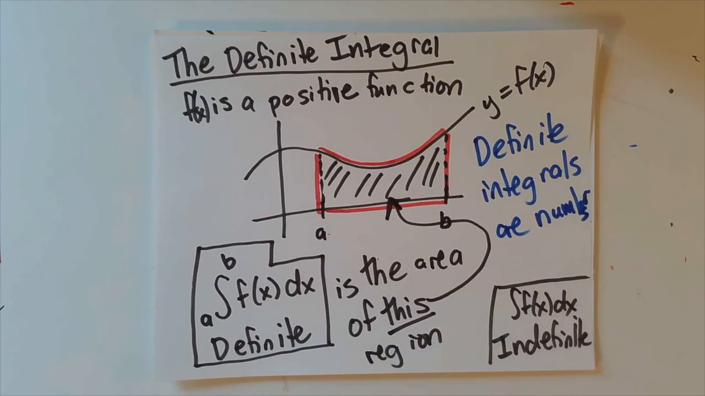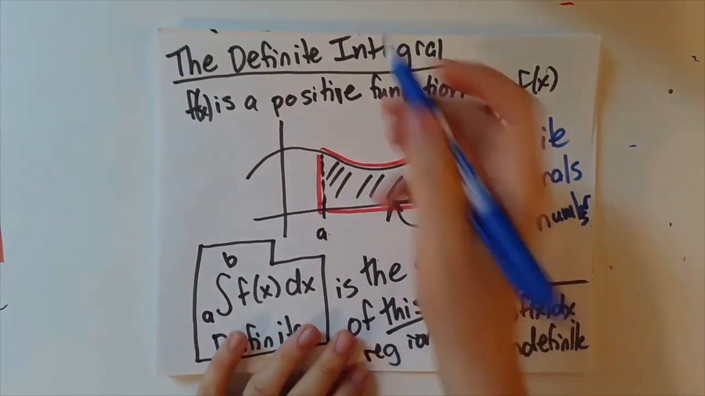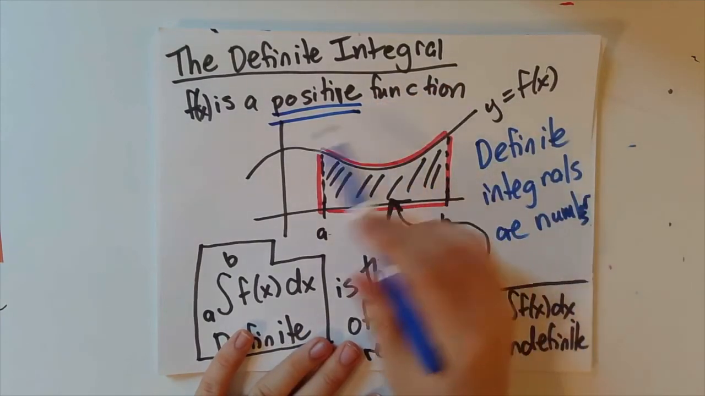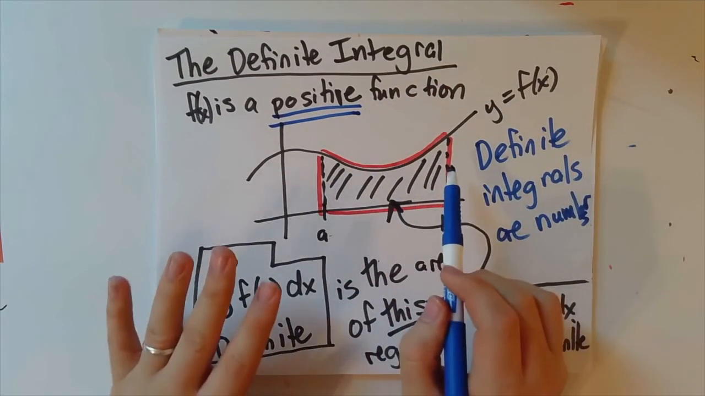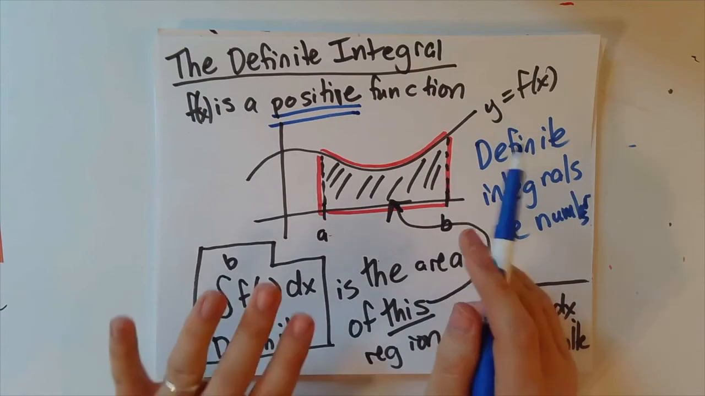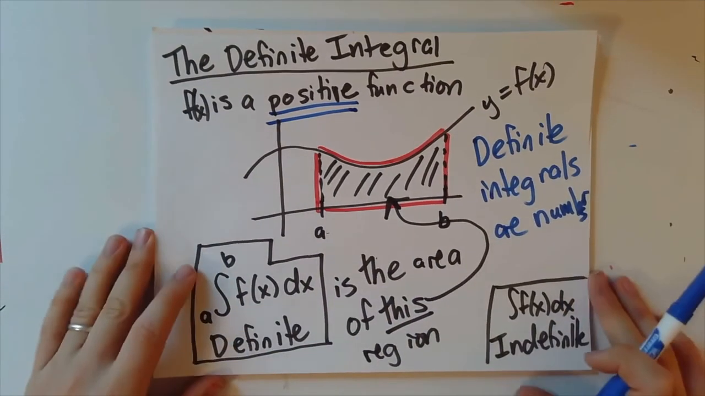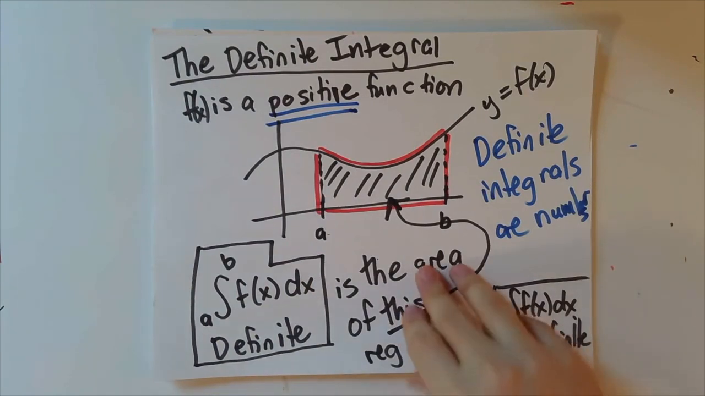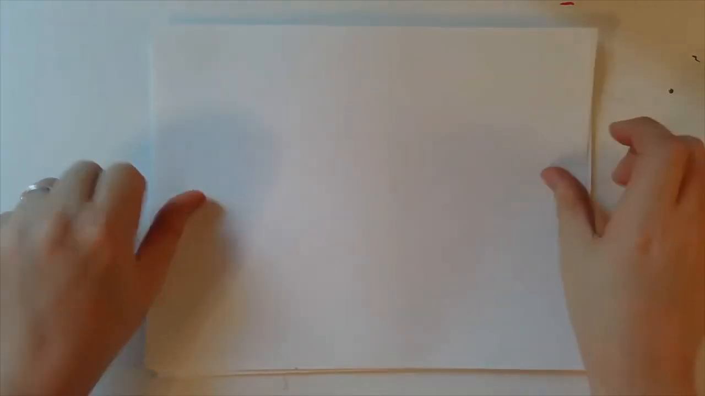Okay. So I'm going to do a bunch of examples, and I want to remind you that so far we're only talking about positive functions, so functions above the axis. We're going to have to do something special, and we'll do this in the next video, when we want to talk about what happens when the function is below the axis. Okay, so let's do some examples of calculating one of these things.